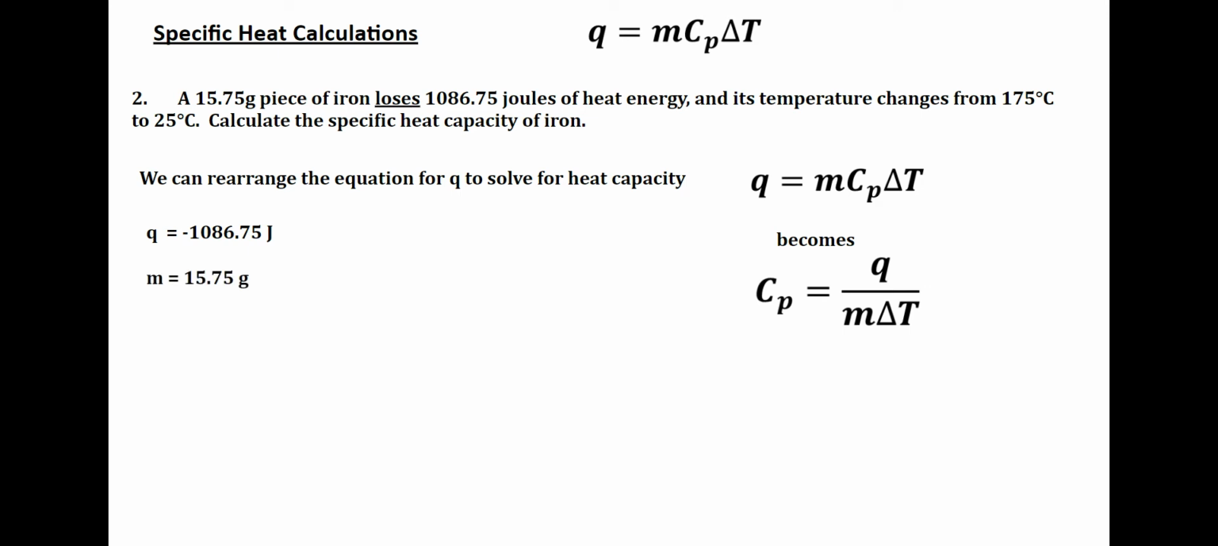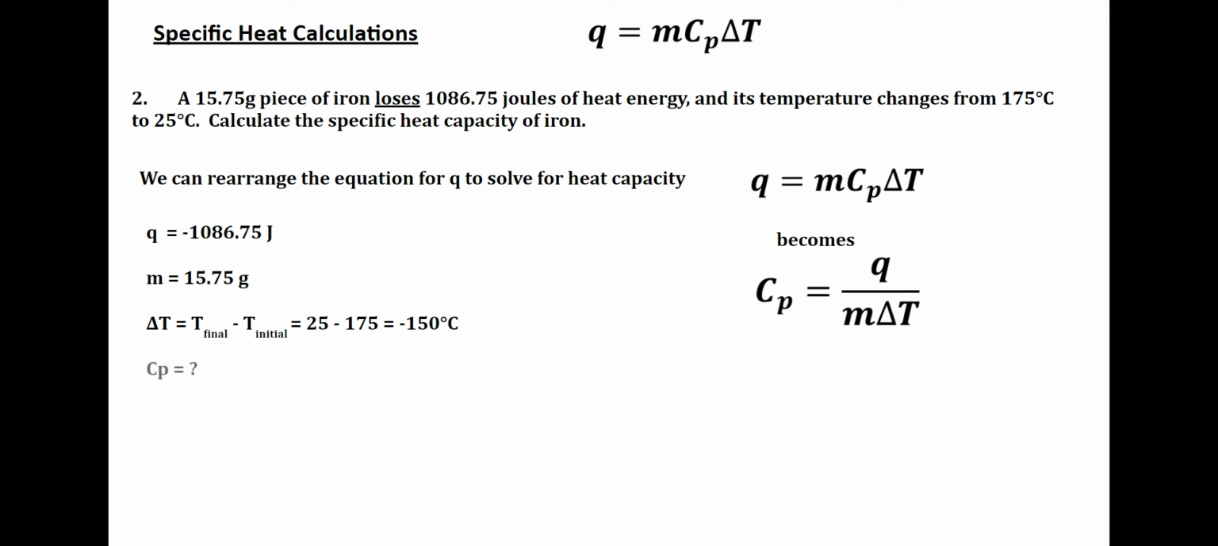The mass was 15.75 grams. The change in temperature is 25 minus 175, or negative 150 degrees Celsius. 25 is the final temperature. 175 is the initial temperature. Delta T is always T final minus T initial. Notice that the sign of delta T is the same as the sign of Q. That is always the case in heat capacity calculations.